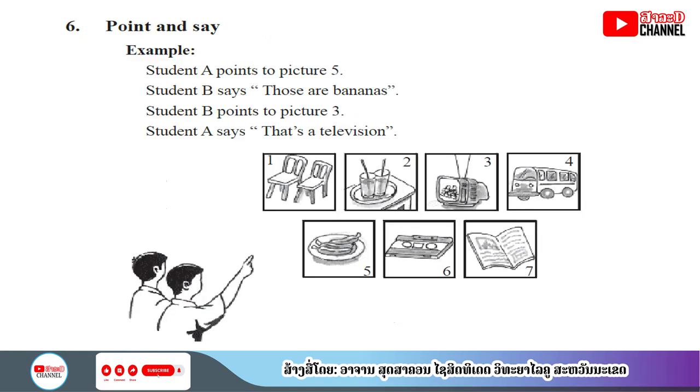Exercise 6. Point and say. Example. Student A points to picture 5. Student B says, those are bananas. Student B points to picture 3. Student A says, that's a television.